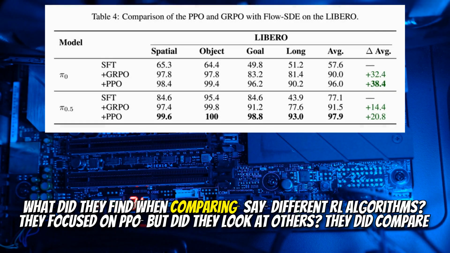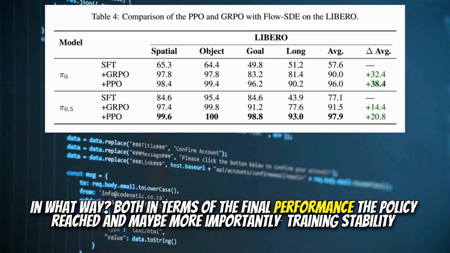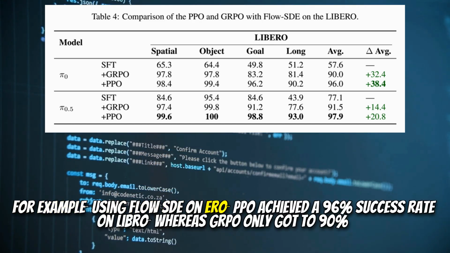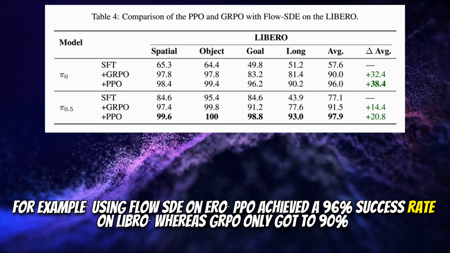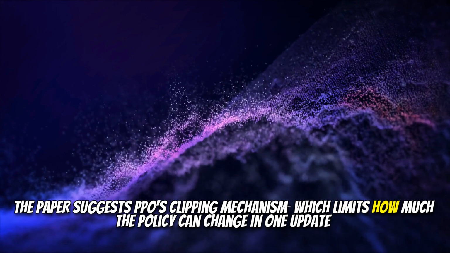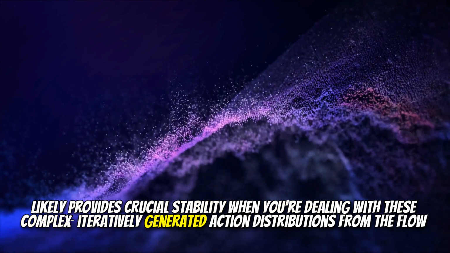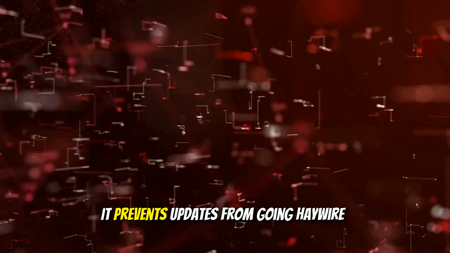What did they find when comparing, say, different RL algorithms? They focused on PPO, but did they look at others? They did compare PPO with GRPO, Group Relative Policy Optimization, and PPO consistently came out on top. In what way? Both in terms of the final performance the policy reached and, maybe more importantly, training stability. For example, using Flow-SDE on one model, PPO achieved a 96% success rate on Libero, whereas GRPO only got to 90%. Any intuition why PPO would be better here? The paper suggests PPO's clipping mechanism, which limits how much the policy can change in one update, likely provides crucial stability when you're dealing with these complex, iteratively generated action distributions from the flow models. It prevents updates from going haywire.